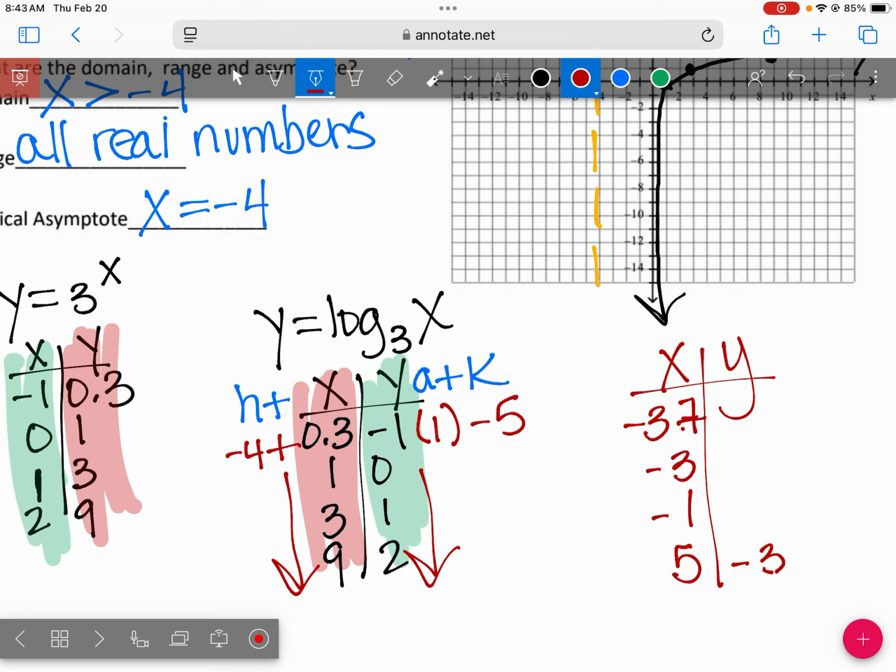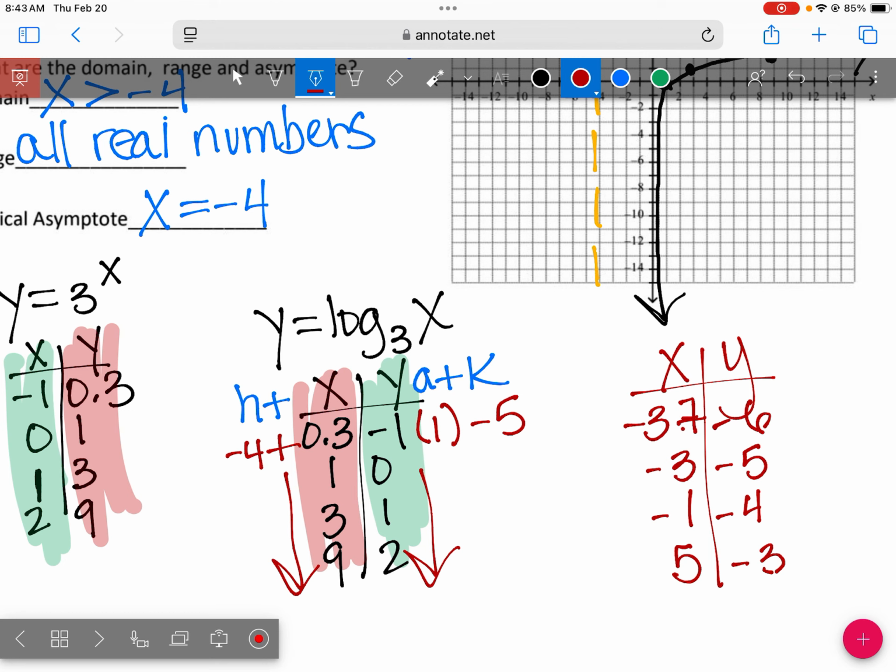I do not remember getting these numbers first period, so check and make sure that's right. I think it's right. Thumbs up if you got the same numbers I got. Okay. All right, so let's go ahead and graph it.